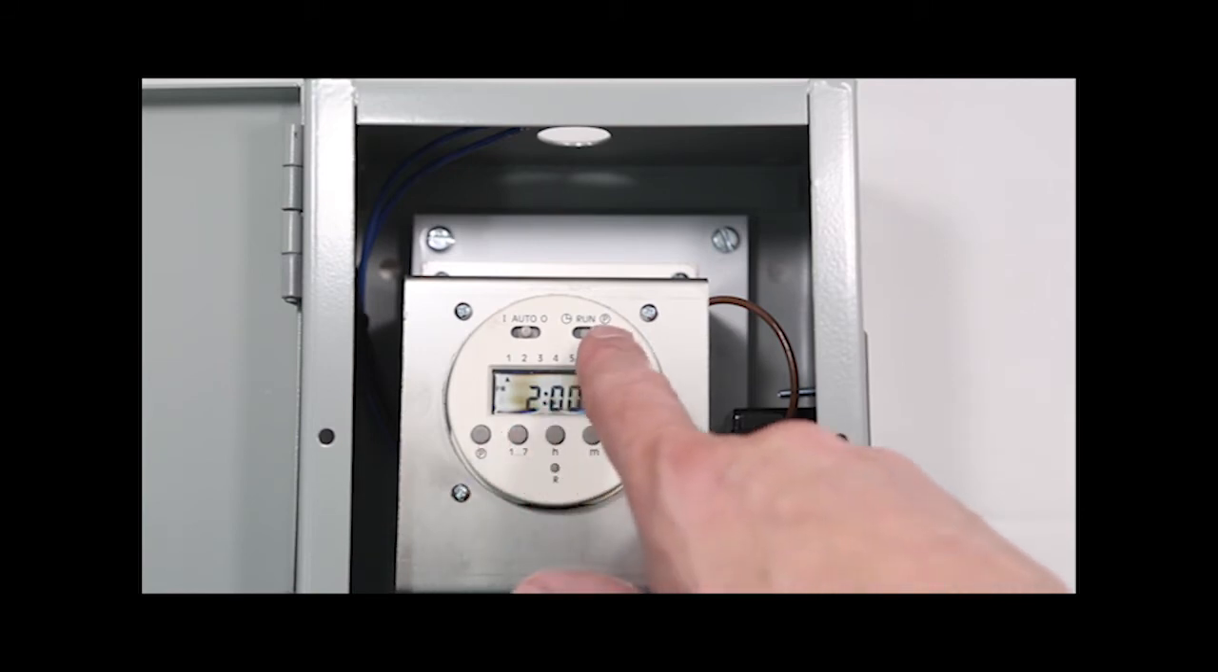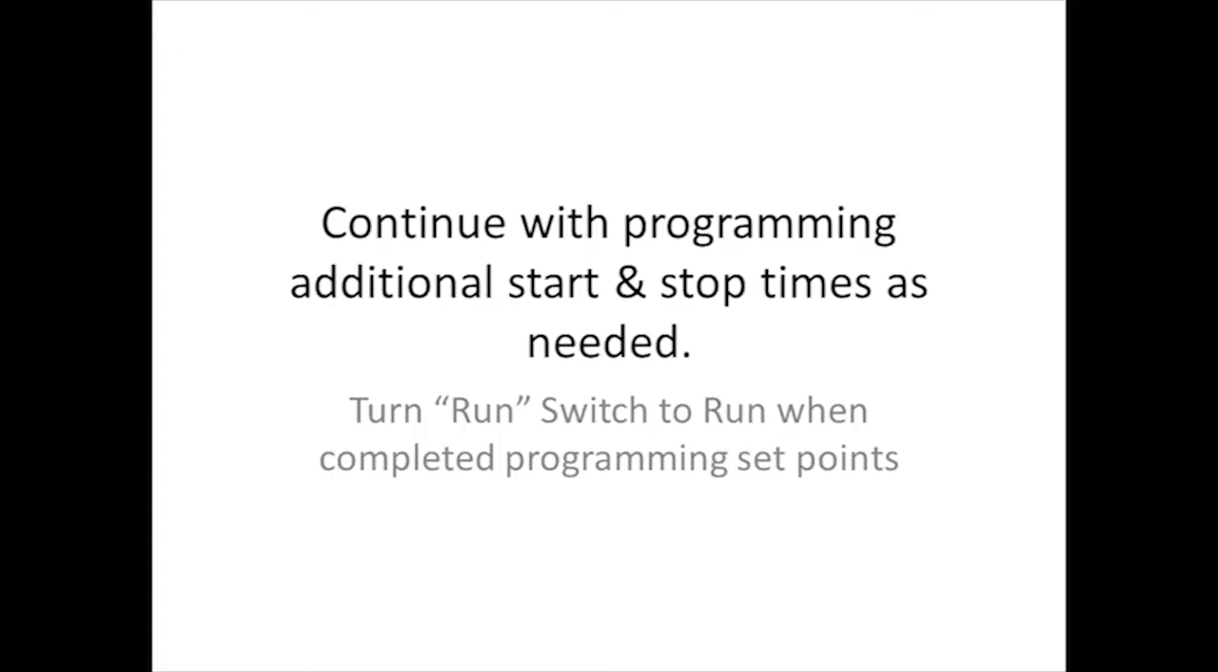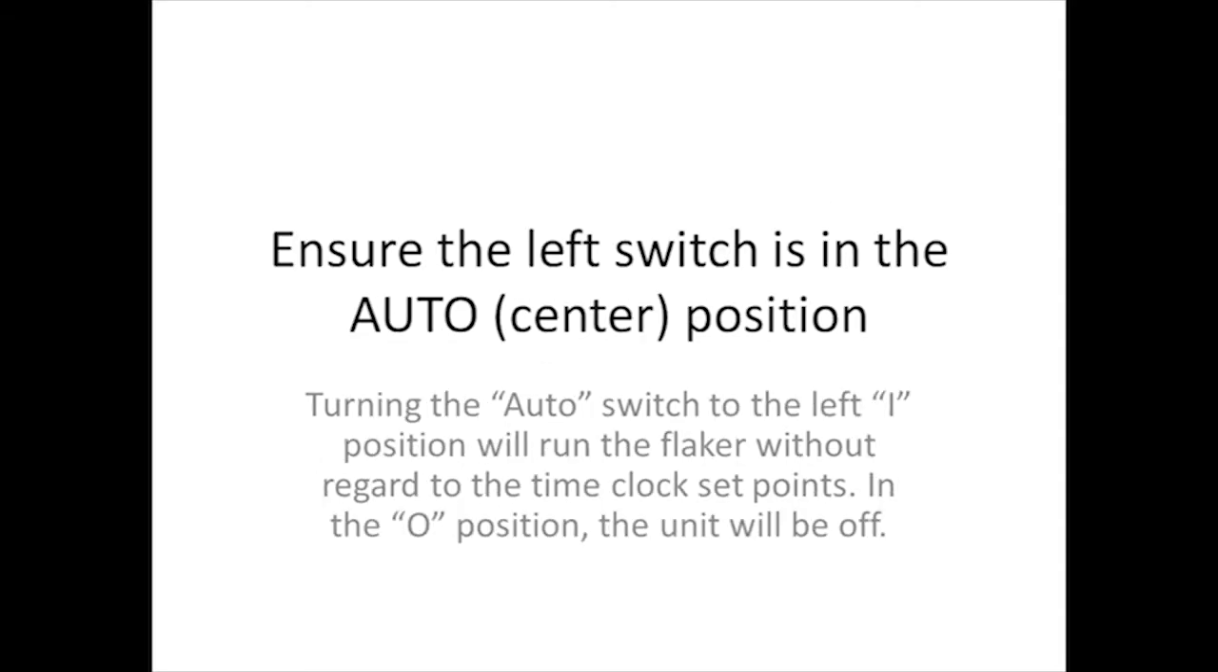You will repeat the above steps for any additional on and off cycles. Remember, for each program on cycle, you'll need to program an off cycle. Lastly, ensure the left switch is set to the auto position to operate the flaker to the desired program schedule. If scheduled off, it will stay off until the next scheduled runtime.